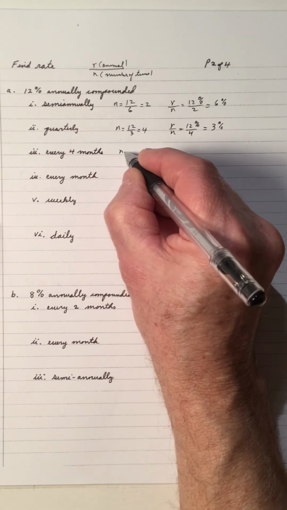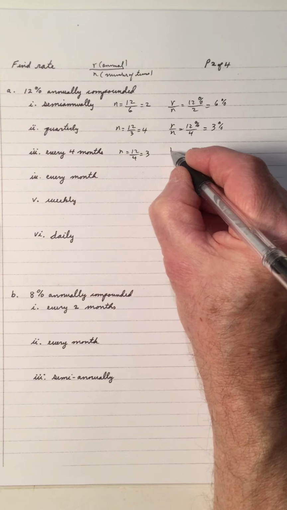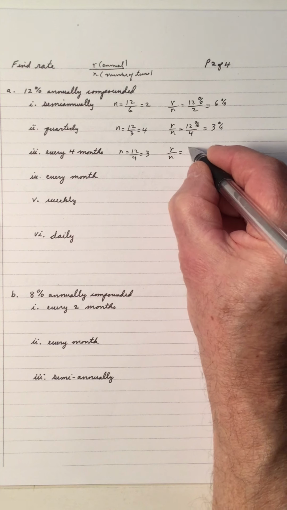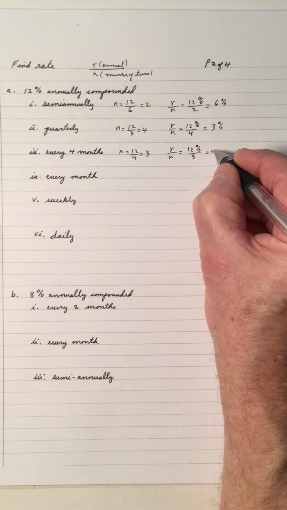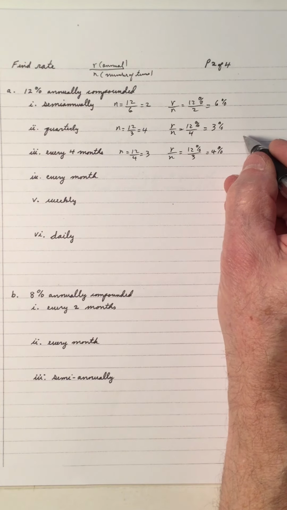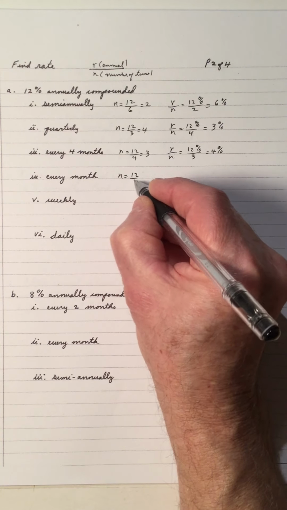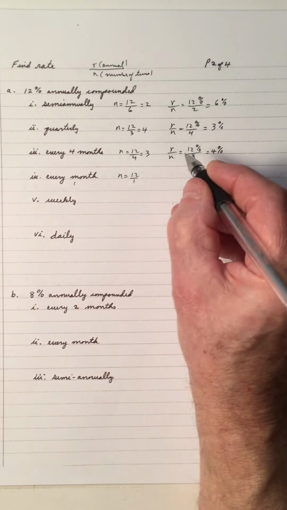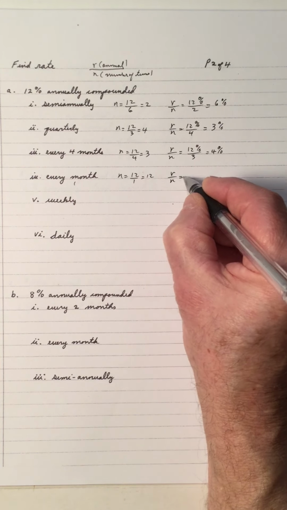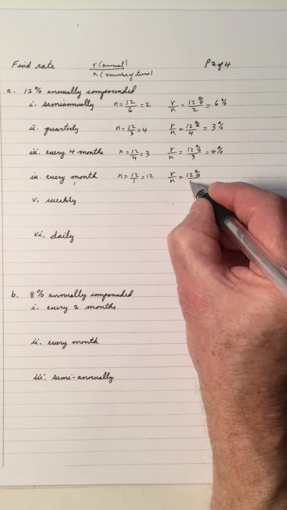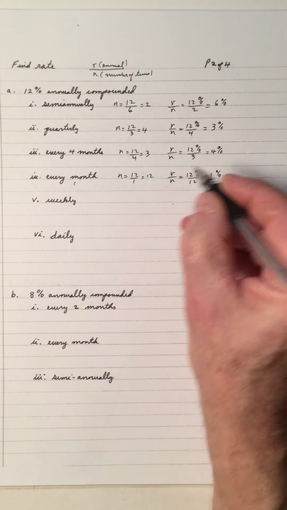Every 4 months, n is 12 divided by 4, so it happens 3 times. So the rate divided by n, 12 divided by 3, you get 4% interest every 4 months. And every month, n is 12 divided by 1. Every 1 month, so it happens 12 times in a year. So the rate divided by n, 12% interest divided by 12 months, gives you 1% interest each month.